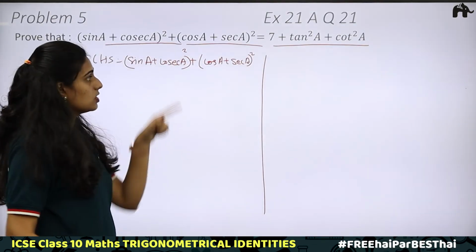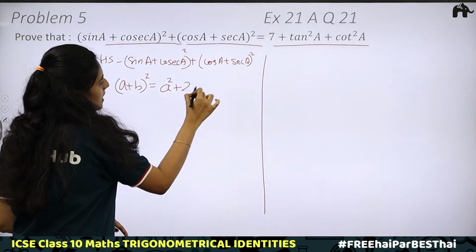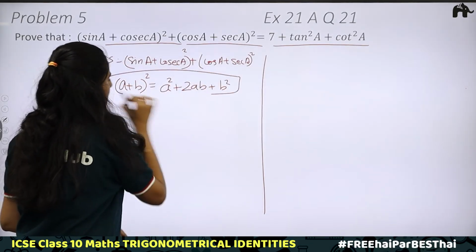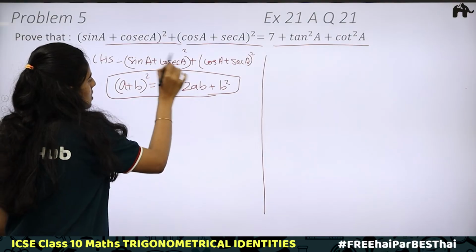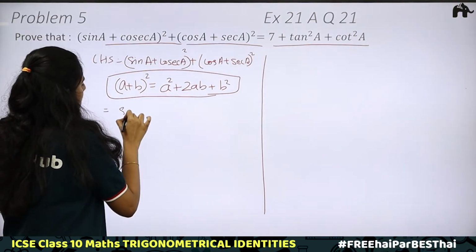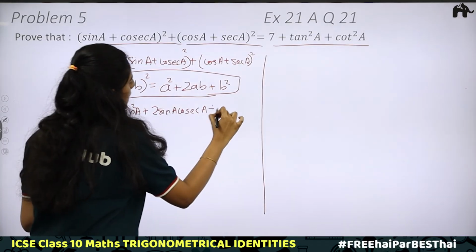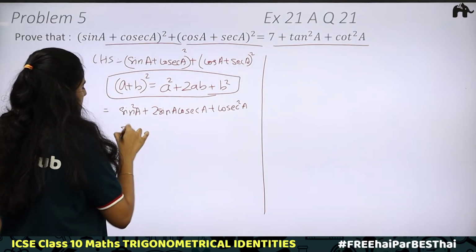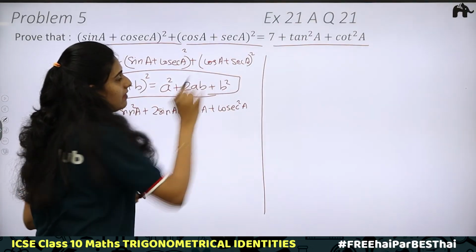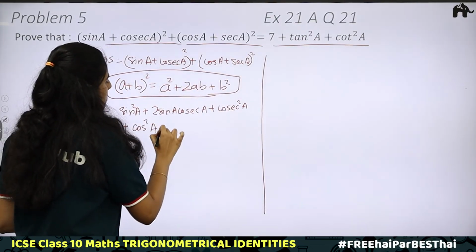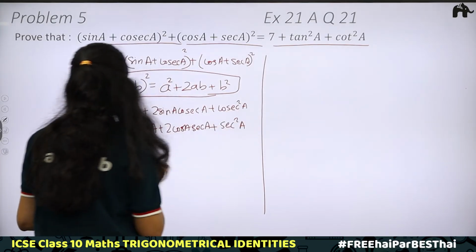This is of the form A plus B whole square. Again, this is A plus B whole square. What is A plus B whole square? A plus B whole square is equal to A square plus 2AB plus B square, which we have studied. This is an algebraic identity. Now substituting here, in place of A we have sin A and in place of B we have cosec A. We get sin square A plus 2 sin A cosec A plus cosec square A. Now for the part cos A plus sec A whole square, in place of A we have cos A and in place of B we have sec A. This becomes cos square A plus 2 cos A sec A plus sec square A.